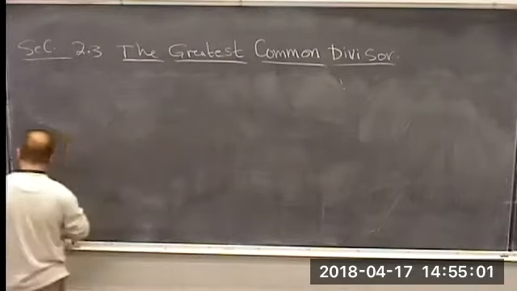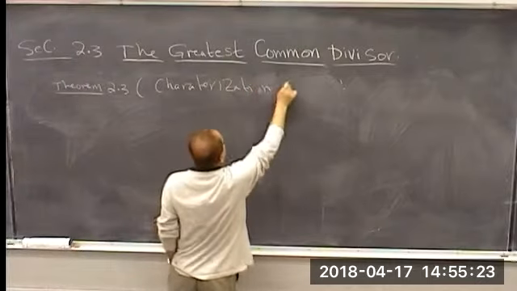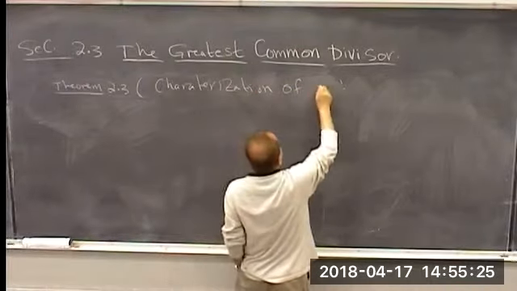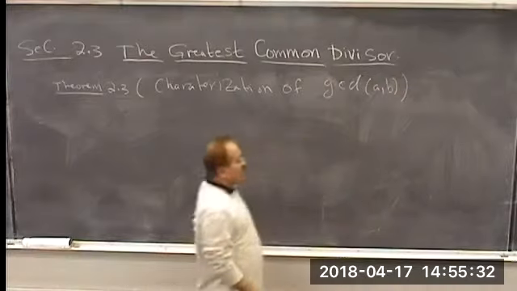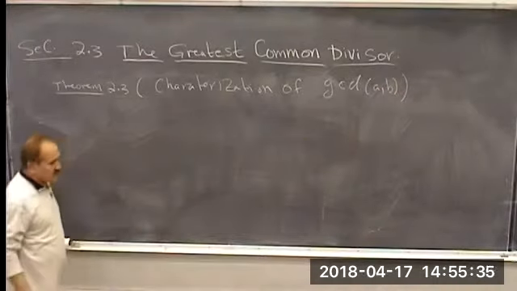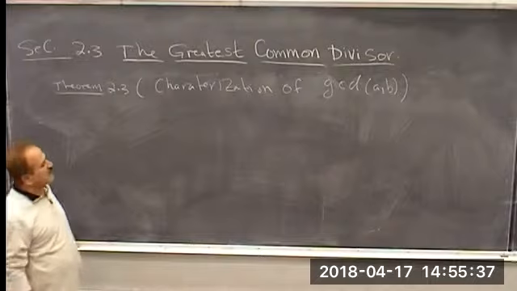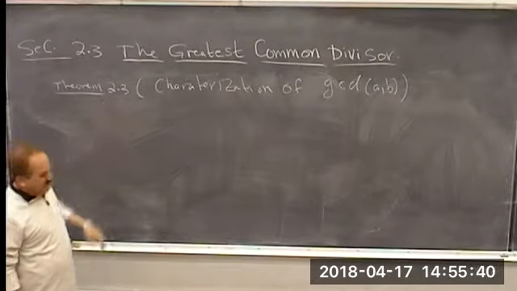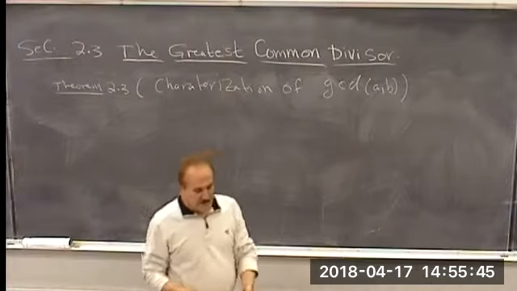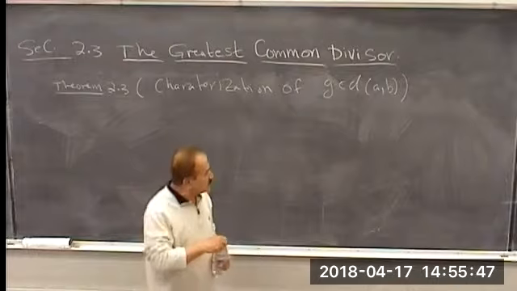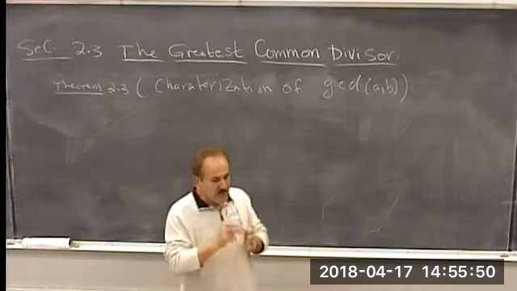2.3. So this is characterization of greatest common divisor of two integers. Characterization of a certain property or a certain concept means this serves as actually a definition for the concept. It gives the necessary and sufficient condition for the greatest common divisor, other than the definition that we took.